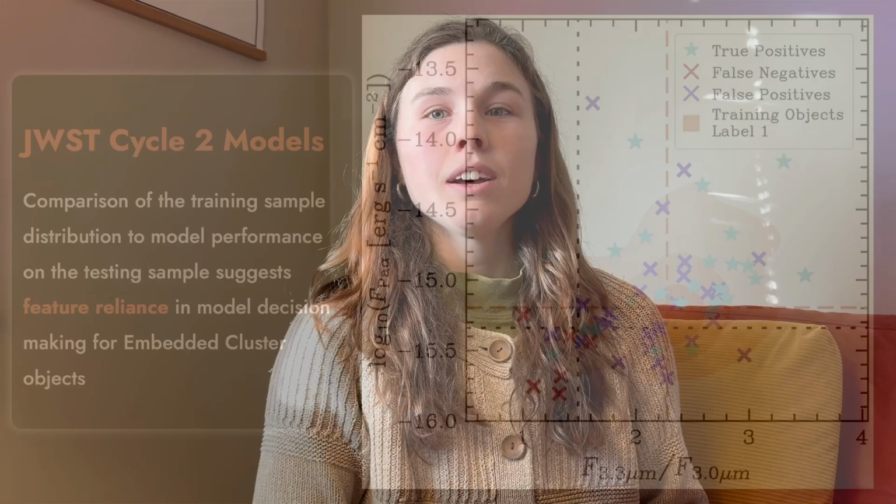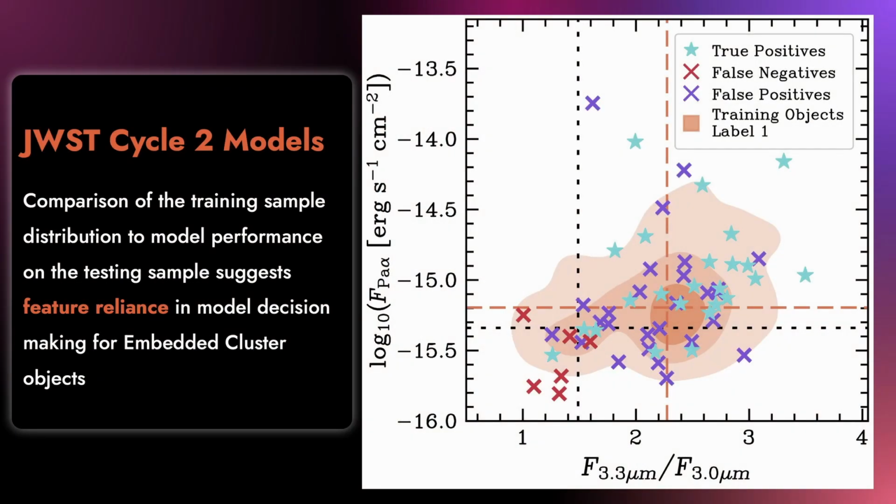Here I wanted to highlight one of the key outcomes that really gave us an idea of the viability of our final models. Here I am showing the distribution of the training label 1 objects, the orange contours, in comparison to the results of the test objects, which have a consistent label across all 4 models for the Cycle 2 configurations. In the case of a true positive or a false positive, this is a consistent label of 1, and for false negatives, it's a consistent label of 0. What we find is that our model is making relatively strong cutoffs in this specific feature space, meaning it is heavily reliant on these features in deciding an object's final label.